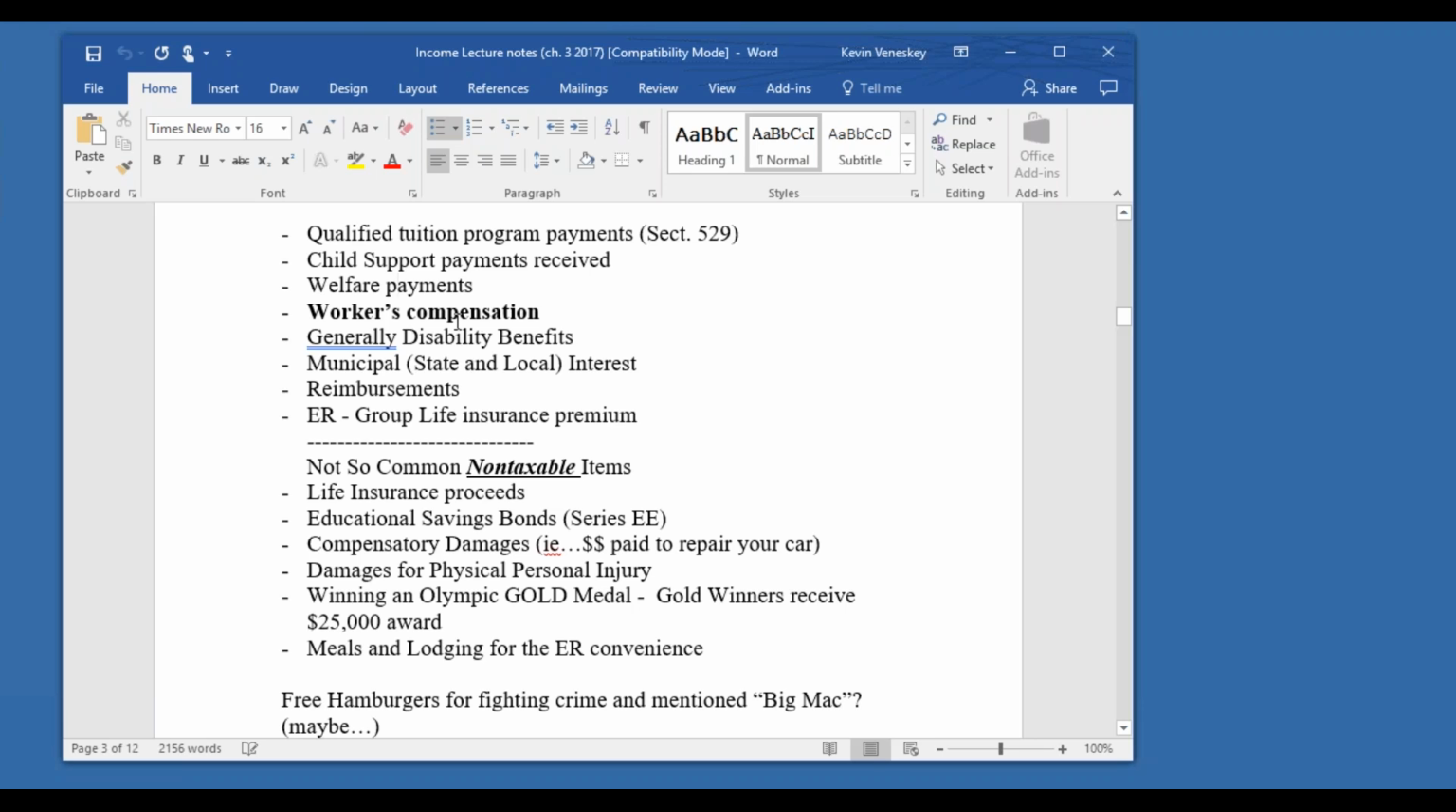Workman's comp, that we talked about, the difference between that and unemployment. This is one that comes up sometimes. Municipal, state, and local bonds. The interest you may get, we're going to look at some of those when we do tax returns. But any type of state and local bonds that you have are considered tax-free.